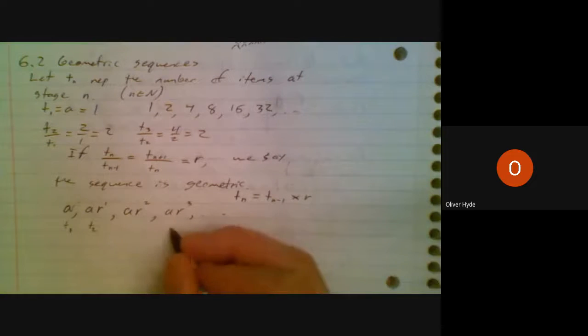It has r to the exponent 0, which is 1. Notice that the second term has 1 factor of r. The fourth term has 3 factors of r. This means that the nth term of a geometric sequence is going to have n minus 1 factors of r.